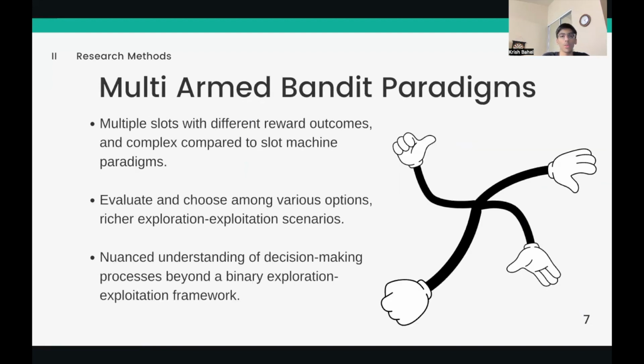Multi-arm bandit paradigms, though, are similar to slot machine paradigms. However, they are a more complex version with multiple slot arms on each machine. And this is a more nuanced understanding of decision-making processes beyond the binary exploration-exploitation framework of these single slot paradigms. And the participants have to work through richer exploration-exploitation scenarios than the single arm.